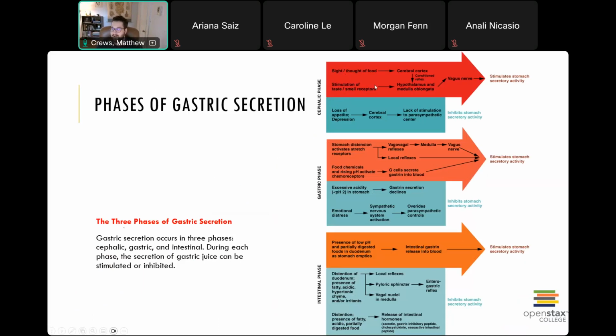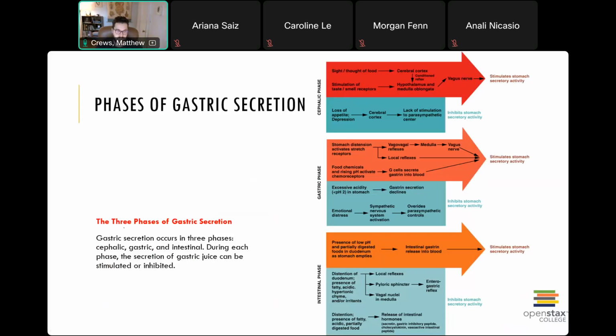These are based off of hormones. If you see food, you have a hormone secreted by the cerebral cortex, and it conditions a reflex in the hypothalamus and medulla oblongata, which stimulates the vagus nerve and stimulates stomach secretory activity. Okay, vagus nerve. What is it?